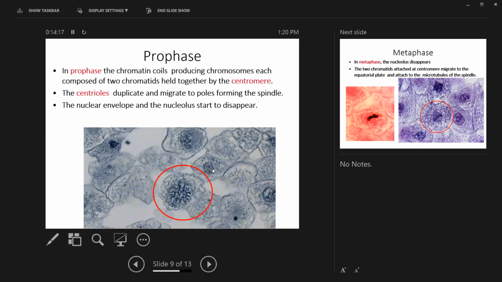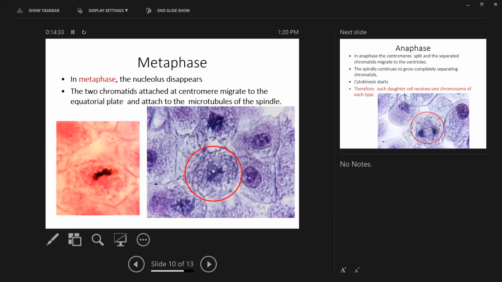Once the nuclear membrane is gone and spindle fibers start to form, the chromosomes that are visible now start being moved towards the middle of the cell, to the midline of the cell. This is the second stage of mitosis. This is called metaphase. And in metaphase, the chromosomes are pushed and pulled to the middle of the cell by the spindle fibers. Spindle fibers attach to the centromere.